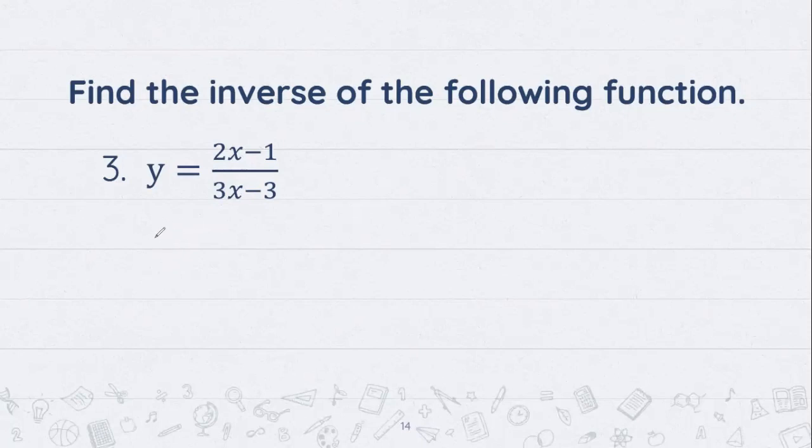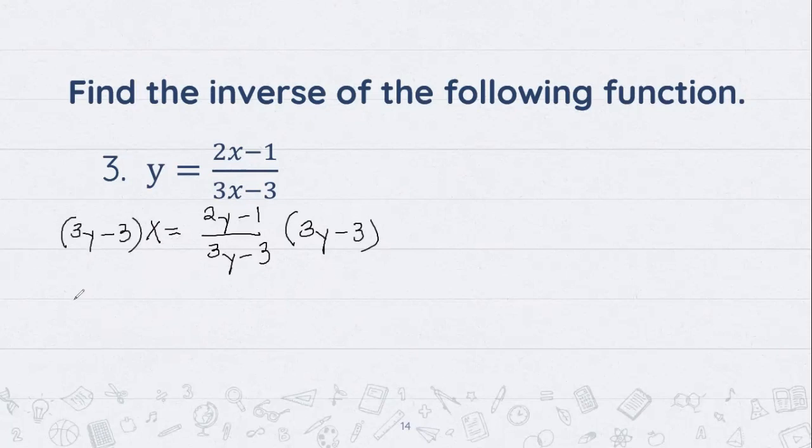So, what we will do first is to interchange x and y. So, we have x is equal to 2y minus 1 over 3y minus 3. And then, multiply both sides by the denominator to eliminate the rational. So we have 3y minus 3. We have 3xy minus 3x equals 2y minus 1.